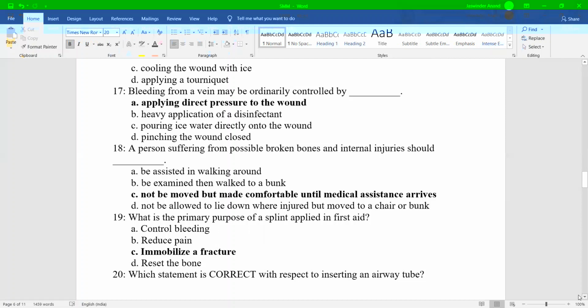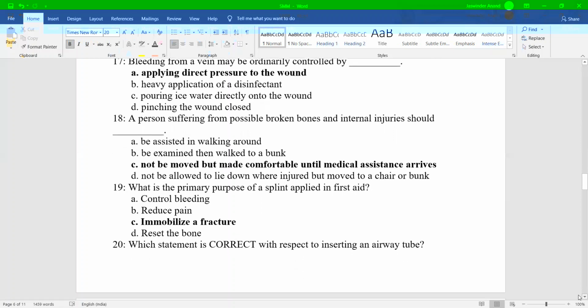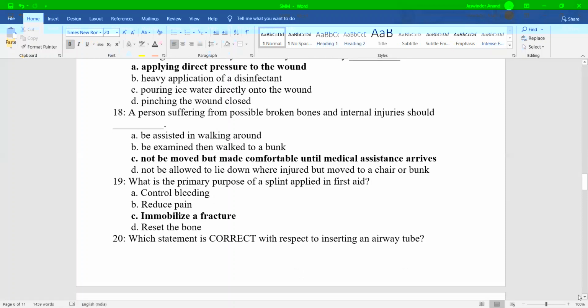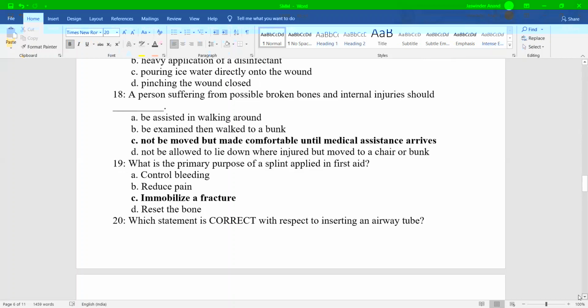be moved but made comfortable until medical assistance arrives. Question number 19. What is the primary purpose of a splint applied in first aid? Well, it is used to immobilize a fracture. So you all must have seen a splint. So to make sure that, once a bone is broken, it is not moved or dislocated from its original place. So to immobilize that fracture or that crack in your bone, a splint is used.